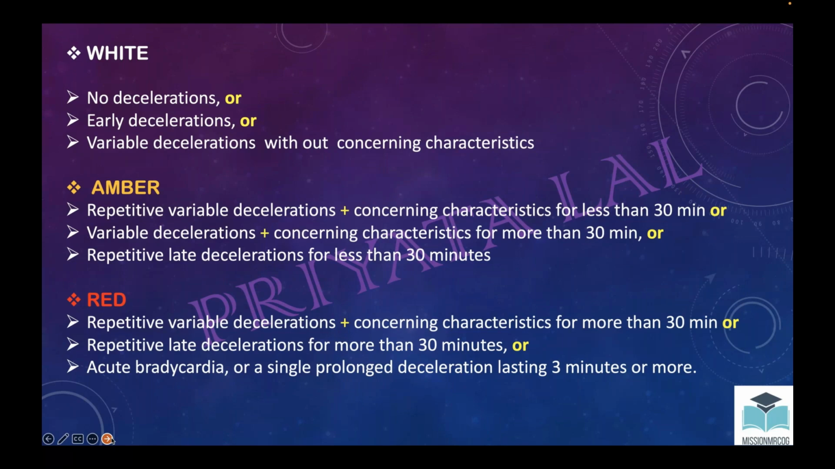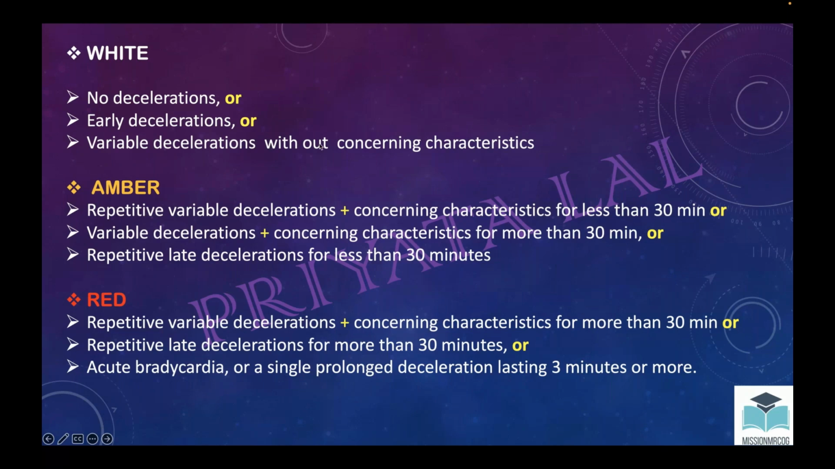Again, color coding will be white, amber, and red. White: no deceleration, early deceleration, or variable deceleration with no concerning feature. So these are the white zone. We are not worried about it.